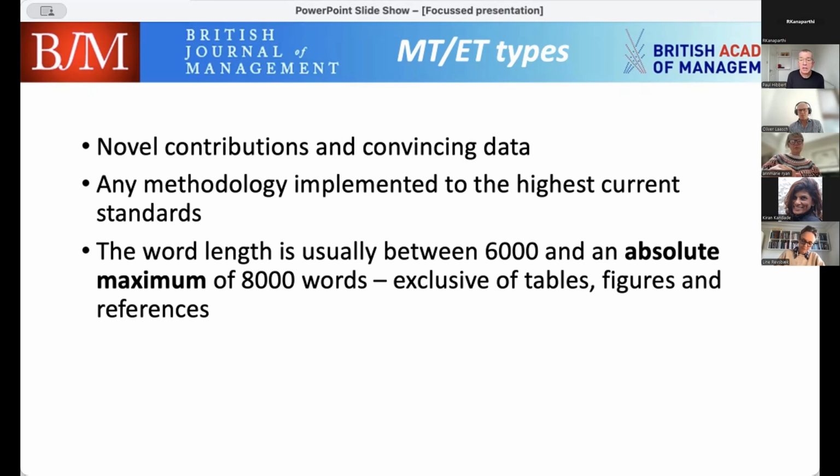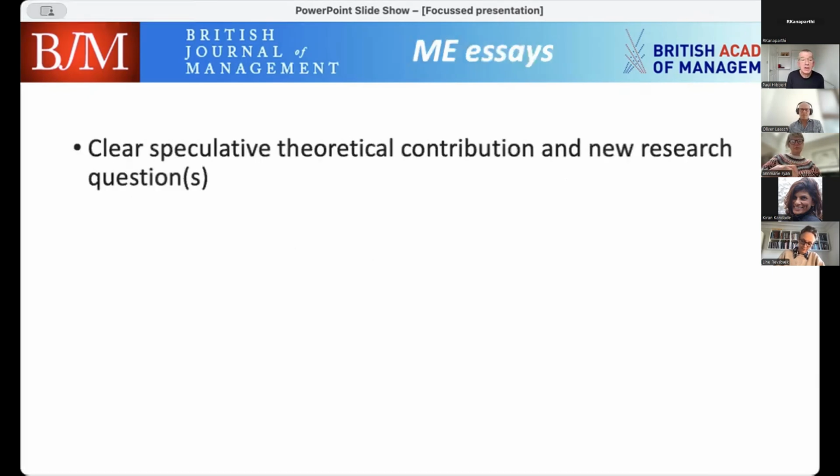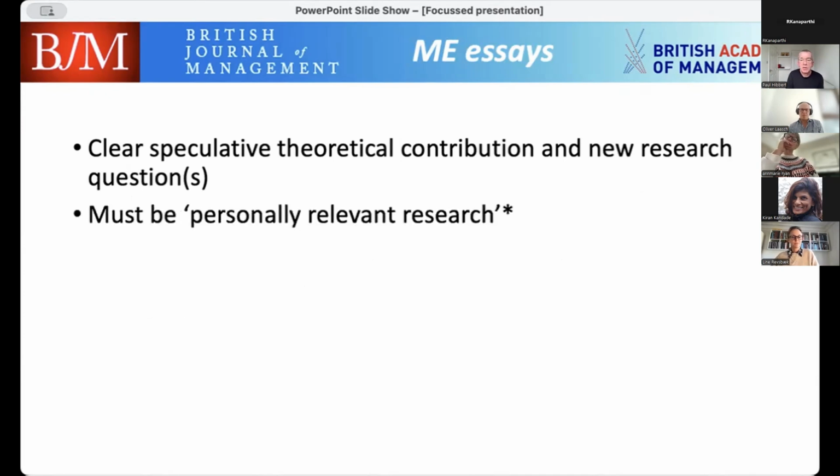Okay, so that's the kind of empirical types. And essay types, we want a clear speculative theoretical contribution and new research questions. So you're trying to push debate on here, open up questions, push things along a bit rather than just add an incremental change to current theory. Must be personally relevant research.